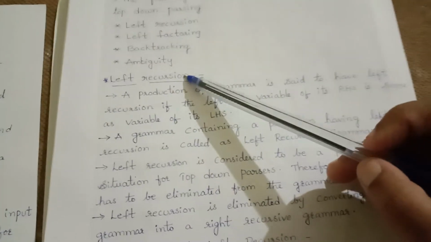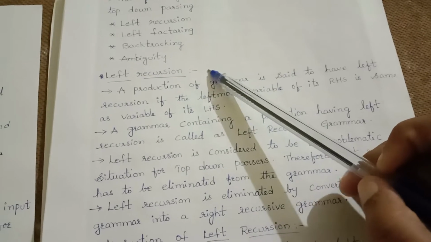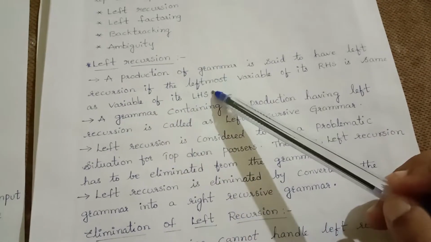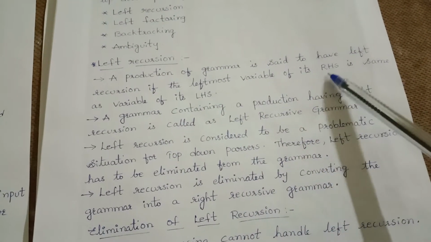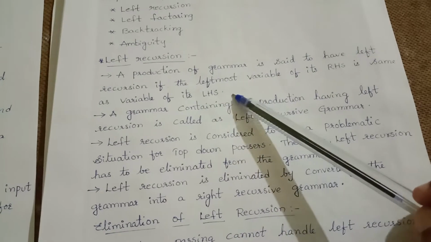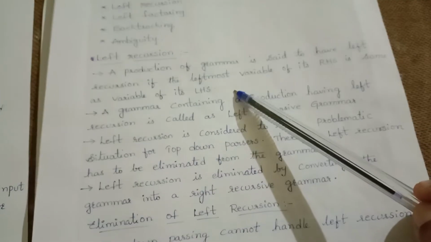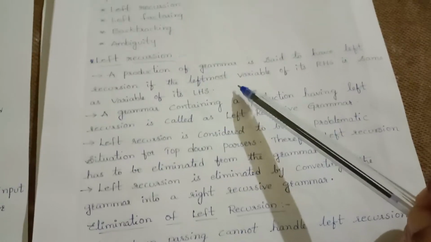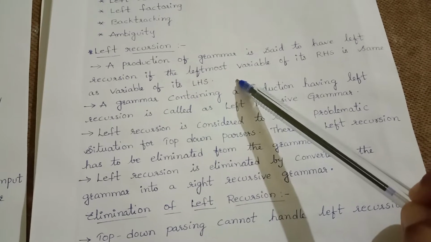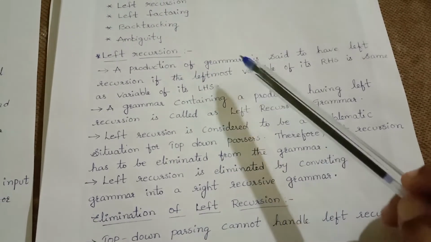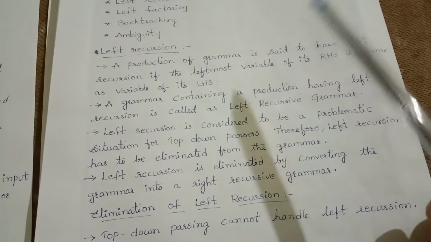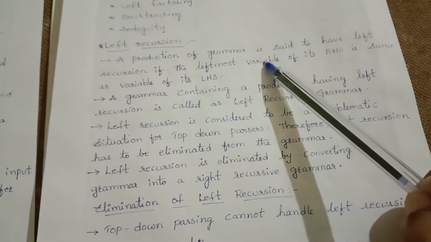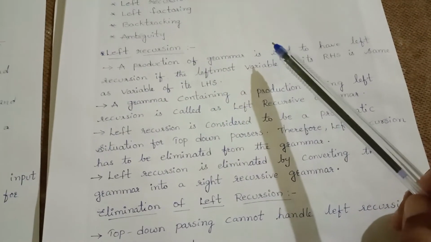The first one is left recursion. What is the meaning of left recursion? A production of a grammar is said to have left recursion if the leftmost variable of its RHS is the same as the variable of its LHS. So a grammar has left recursion if the leftmost variable on the right hand side production is the same as the variable on the left hand side. We need to eliminate such left recursion.